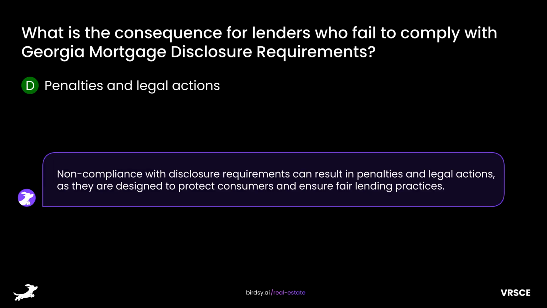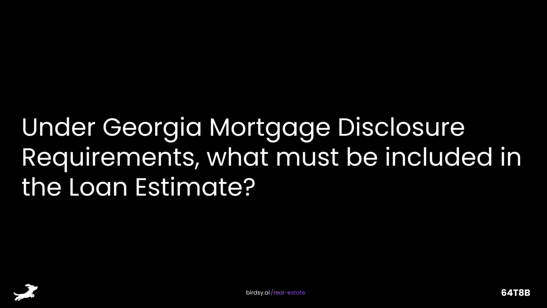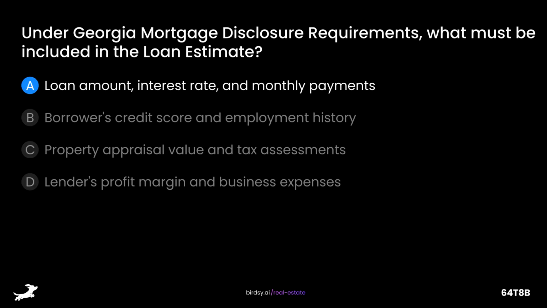Non-compliance with disclosure requirements can result in penalties and legal actions, as they are designed to protect consumers and ensure fair lending practices. Under Georgia mortgage disclosure requirements, what must be included in the loan estimate? Is it A, loan amount, interest rate, and monthly payments? B, borrower's credit score and employment history? C, property appraisal value and tax assessments? Or D, lender's profit margin and business expenses?